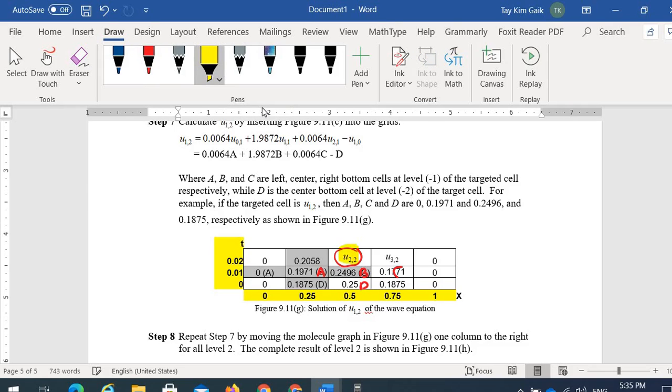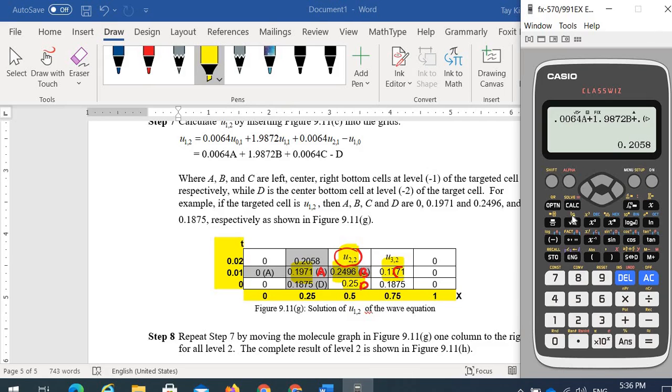This down, this down, this down. So A, B, C, D. Calculate again. A now is 0.1971, B is 0.2496, C is 0.1771, D is 0.25, which gives 0.2484.